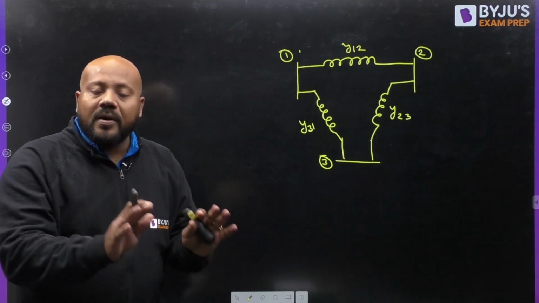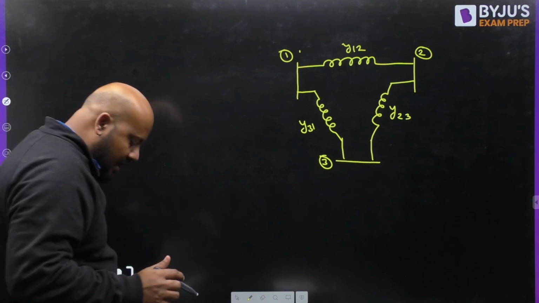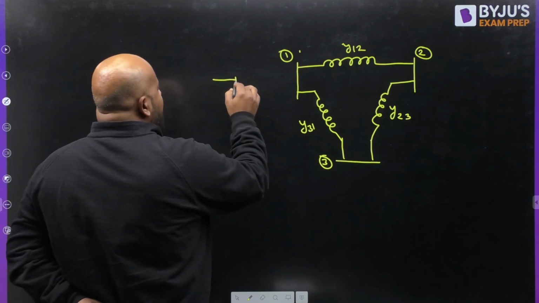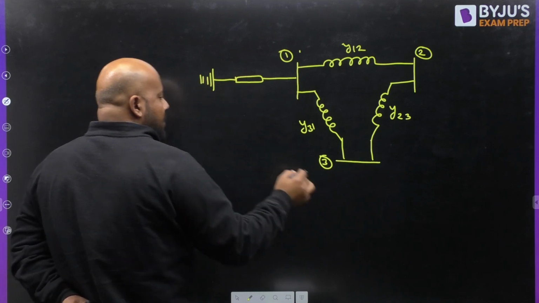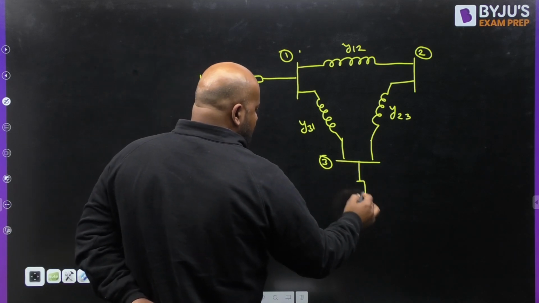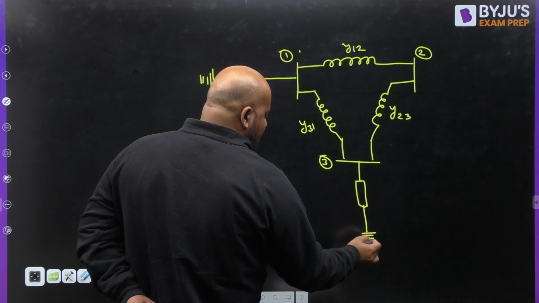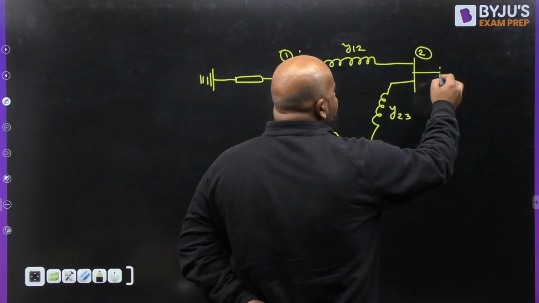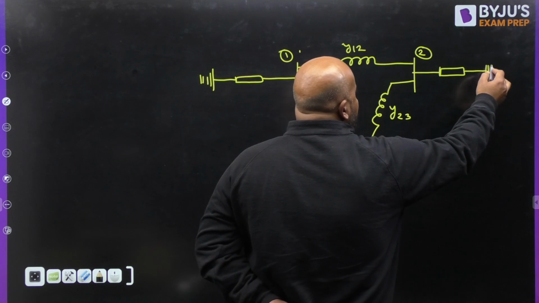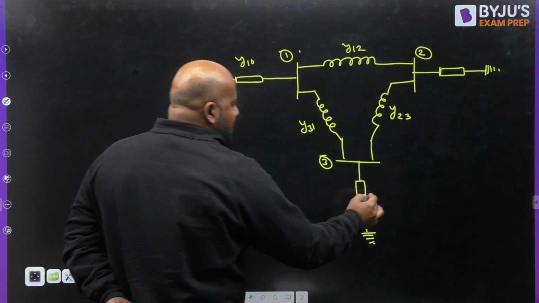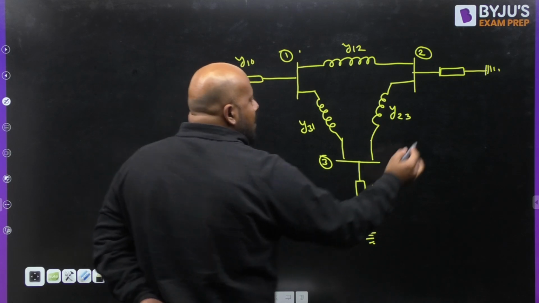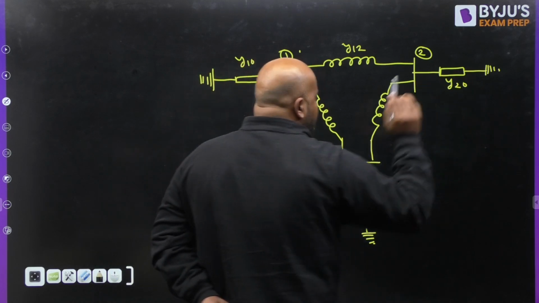Why I am saying it is the most general case? Because I am assuming that all the 3 buses are having the shunt element. These are the shunt elements I am connecting to all the 3 buses. This is going to be Y10, this is going to be Y30, and this is going to be Y20.